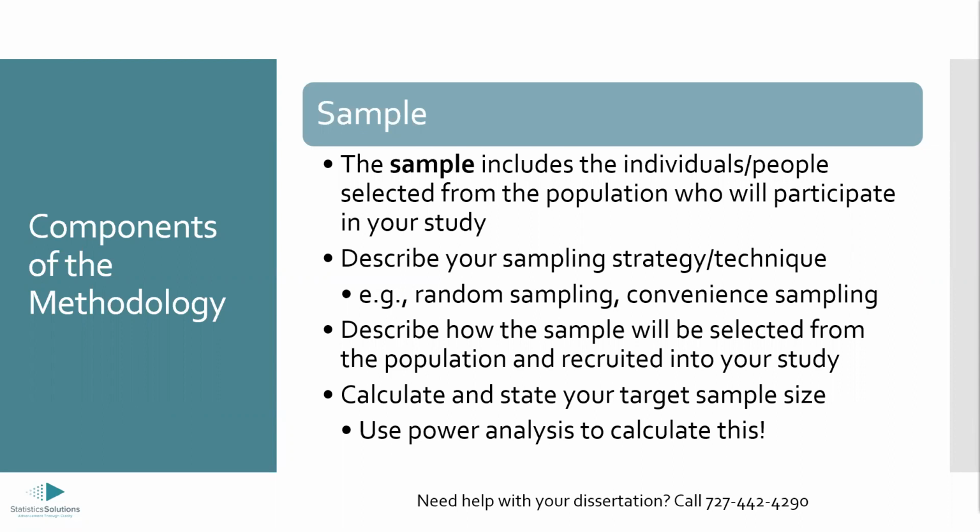You just want to make it clear exactly what your sampling technique is going to be. So you want to describe how the sample is going to be selected from the population and recruited into your study. So if you're doing that study on registered nurses, how are you going to pick nurses from the population? Are you going to just pick them from a couple of local hospitals or hospitals that you have contacts with? If so, how are you establishing those contacts? How do you get the list of hospitals that you're going to be recruiting from?